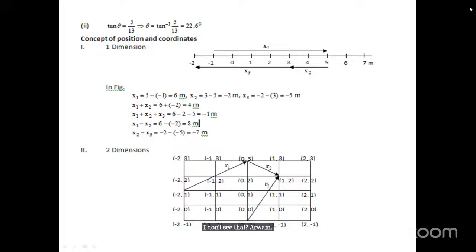The slide has not moved yet, so I went back so that you can see what I'm talking about. Can you see the rectangle, the grid? Look at R1. What's the final position? 0, 3, right? What's the initial position? -2, 1.